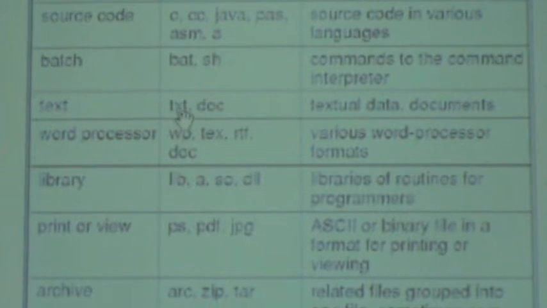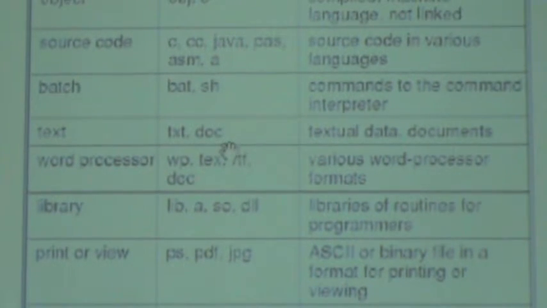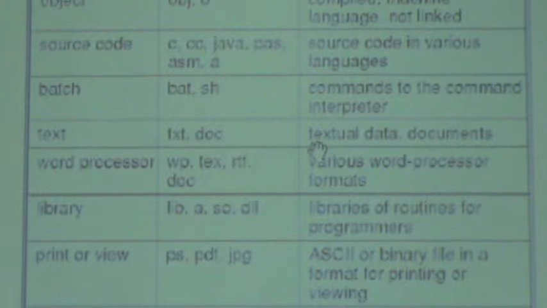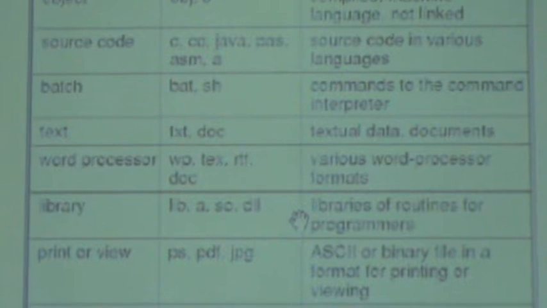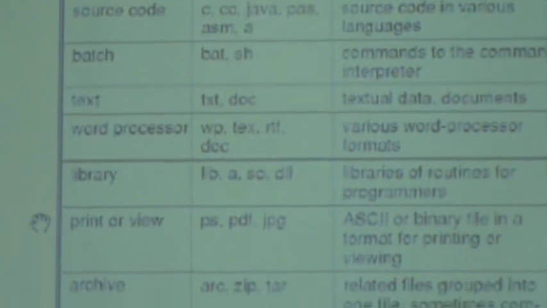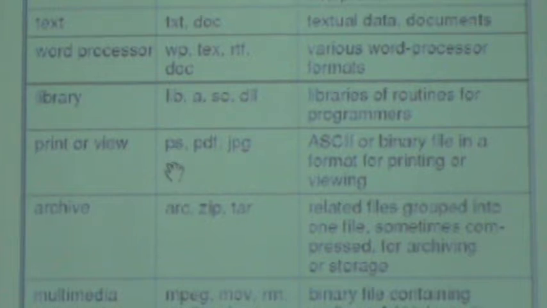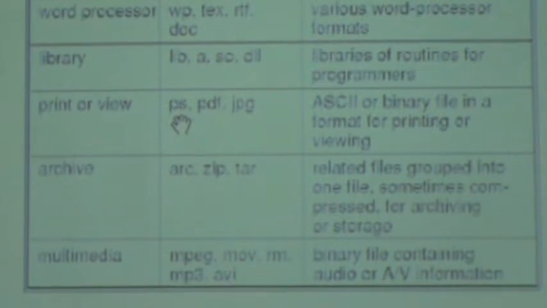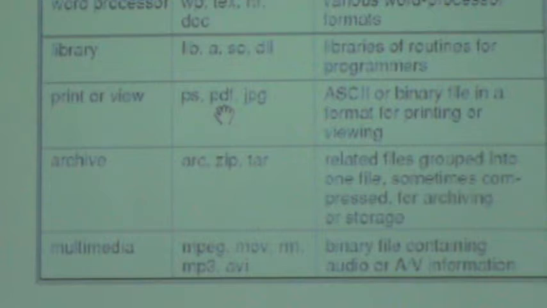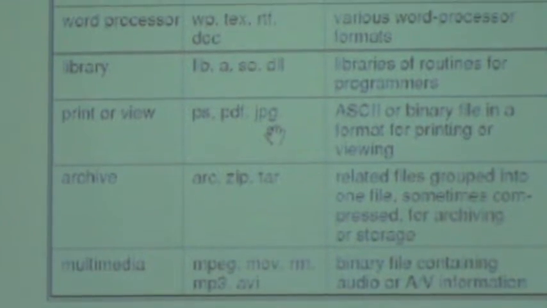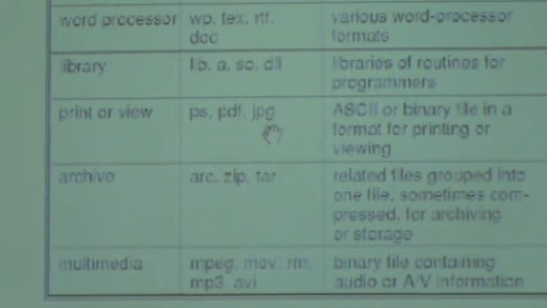Text file extensions like txt, doc, Word file. It will include text data documents. Word processor like DOC is also used as a word processor. Library extensions like DLL are normally used. For print or view file types, Photoshop's extension will be PS, and Adobe will be PDF. JPEG will be JPG. It's a view file.